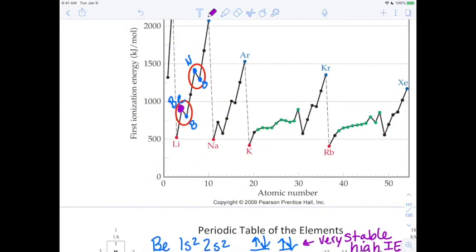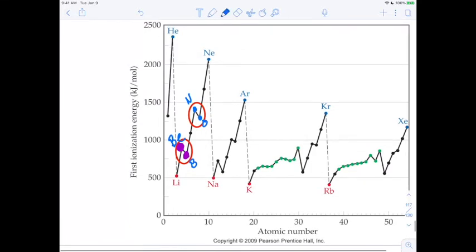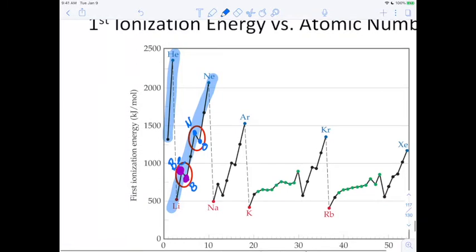And that's why we see the beryllium here higher and the boron lower than we would expect. That is why in the second row here, we don't see a nice straight line like we do for our first energy level. So any questions about the difference between beryllium and boron there?